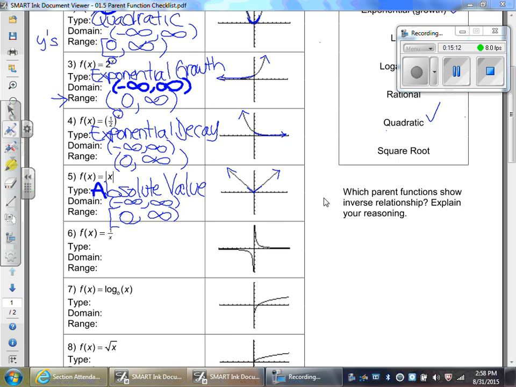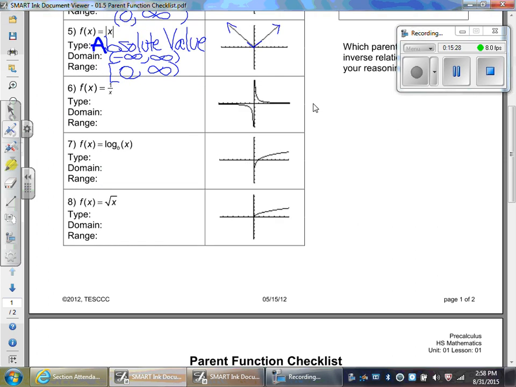I want to remind you, this is only a preview. Do not stress about not understanding all the functions. We're going to spend a lot of time on each function. Okay? All right, number 6. That one is called rational. It has other names, for instance, reciprocal for the parent function. But I don't want to overwhelm you with that.